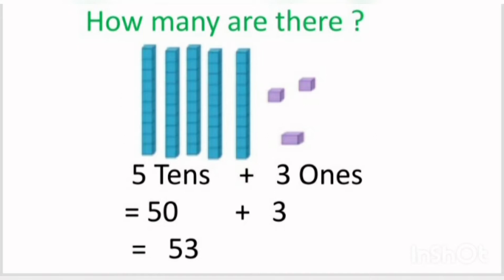And you can see 3 unit cubes are given. So you can count as 3 ones, that is equal to 3. So it is 50 plus 3, that is equal to 53, right?